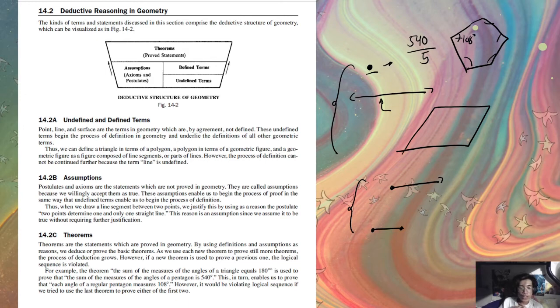However, it would be violating a logical sequence if we tried to use the last theorem to prove either of the first two. So if we said that each angle of a regular pentagon measures 108 degrees, then we're going to mention again the first two statements that we just stated a while ago, then it just wouldn't make any logical sense. Okay, so again, geometry is a starting subject for law school students.